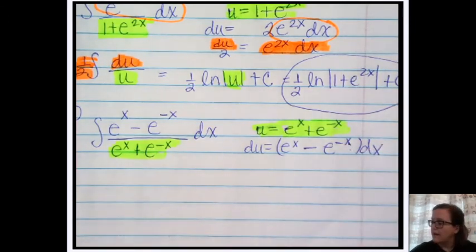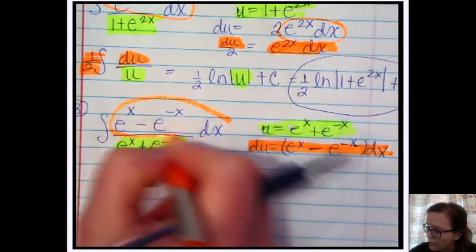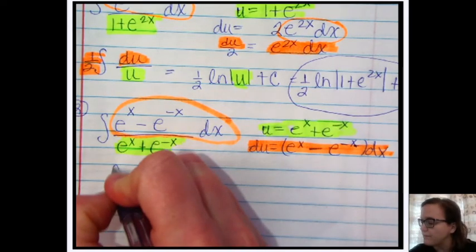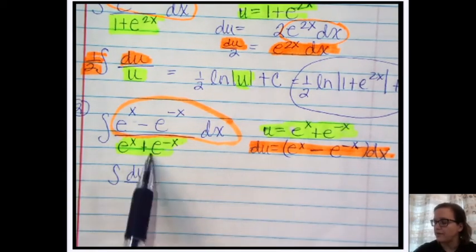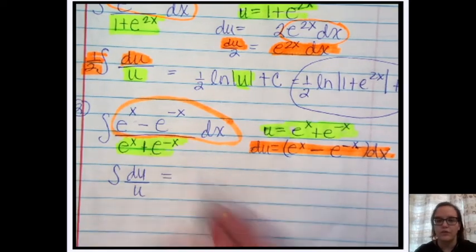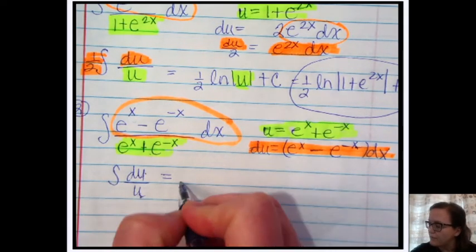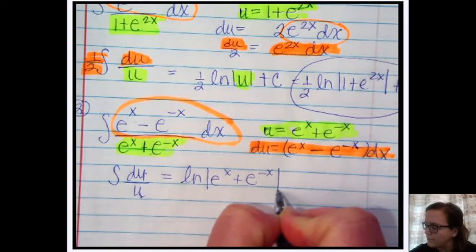dx. Okay. Now, if we compare to our original, this is great news because we wanted e to the x minus e to the negative x dx. Okay, and we don't have to do any modification here because that's exactly what shows up in our original integral. Okay, so we're going to replace the top with du, and we're going to replace the bottom with u. So again, we get to use that natural log function since we have the derivative over the function. And we have nothing in front this time, so it's just the natural log of e to the x plus e to the negative x plus c.